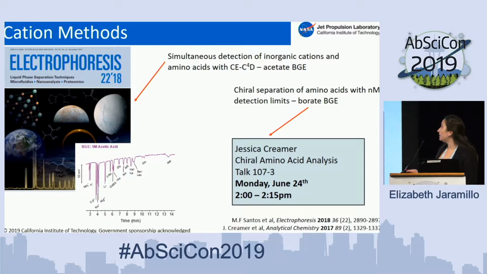And then we have another method that was developed by Jessica Creamer, who's giving a talk later today that I encourage you all to go to. She's done excellent work developing chiral separations of amino acids with very low detection limits. And the electrolyte that she's been using has been based on sodium tetraborate.